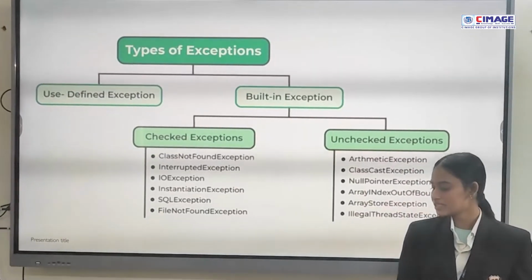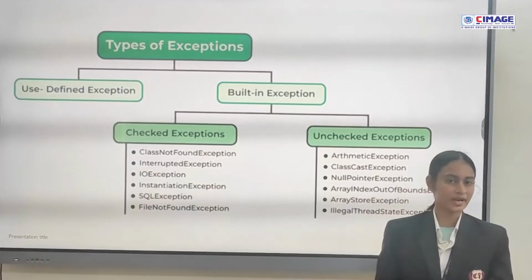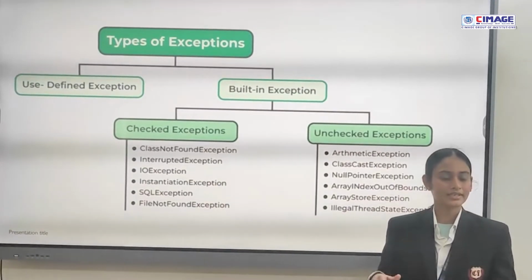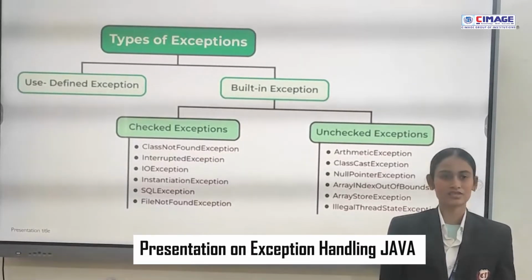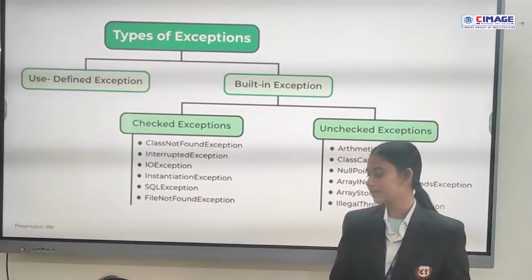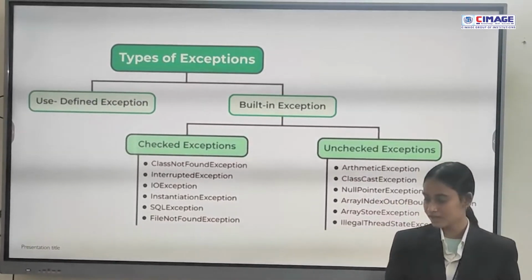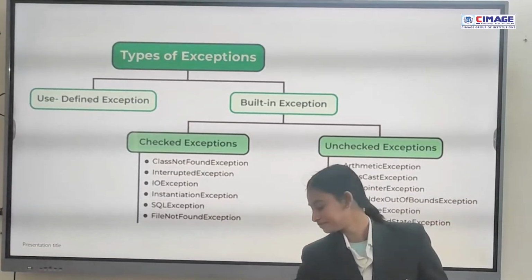And the second one is unchecked exception. Unchecked exception is not checked by the compiler, it is directly given by the JVM and the JVM handles it. And it normally does not occur at compile time of our program. There are also many types of exception: ArithmeticException, NullPointerException and many more.